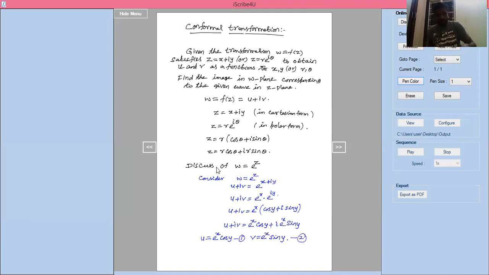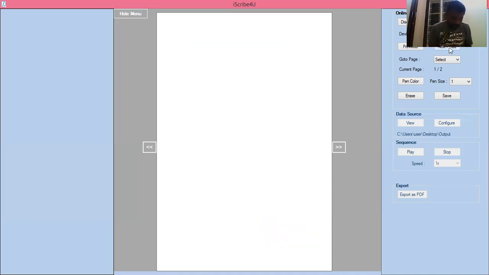I have to discuss various cases. When x equal to constant, what will happen? When y equal to constant, what will happen? We have to discuss. Before discussing that, I can do equation 1 square plus equation 2 square. Equation 1 square plus equation 2 square is nothing but u square, left hand side, v square.